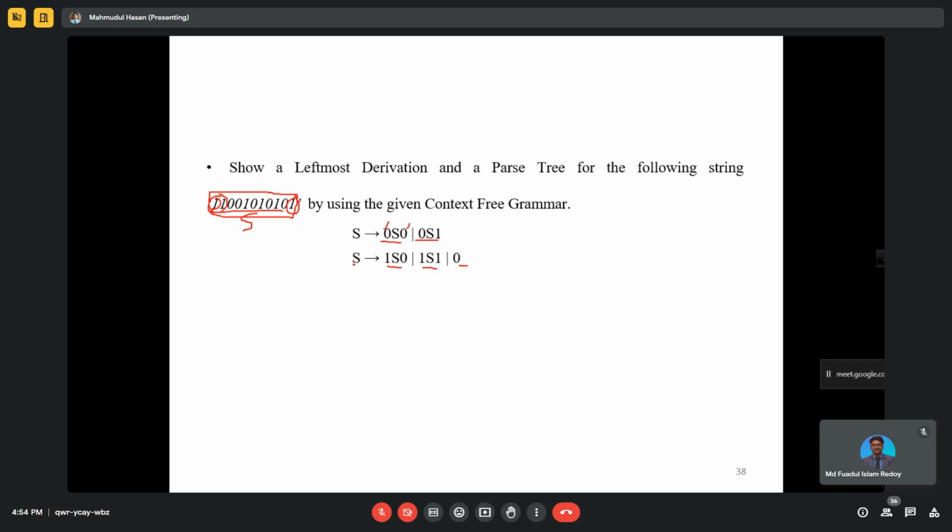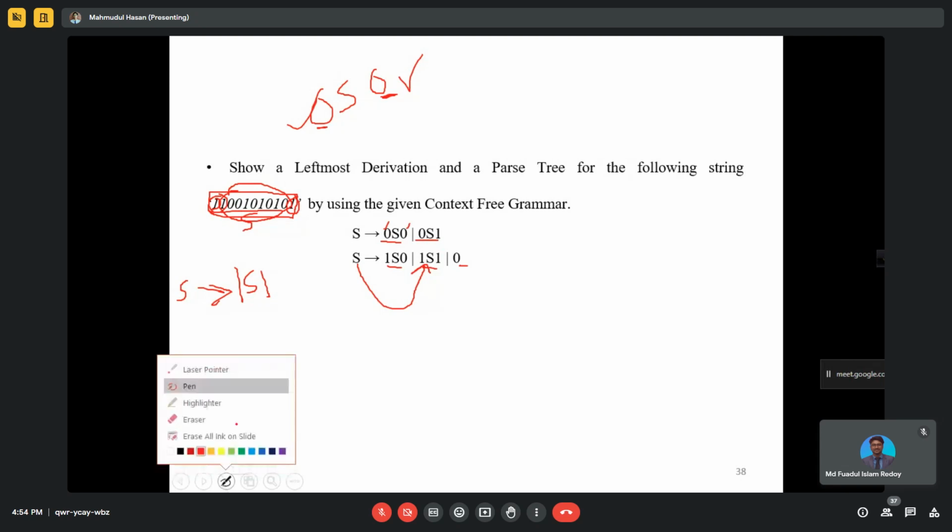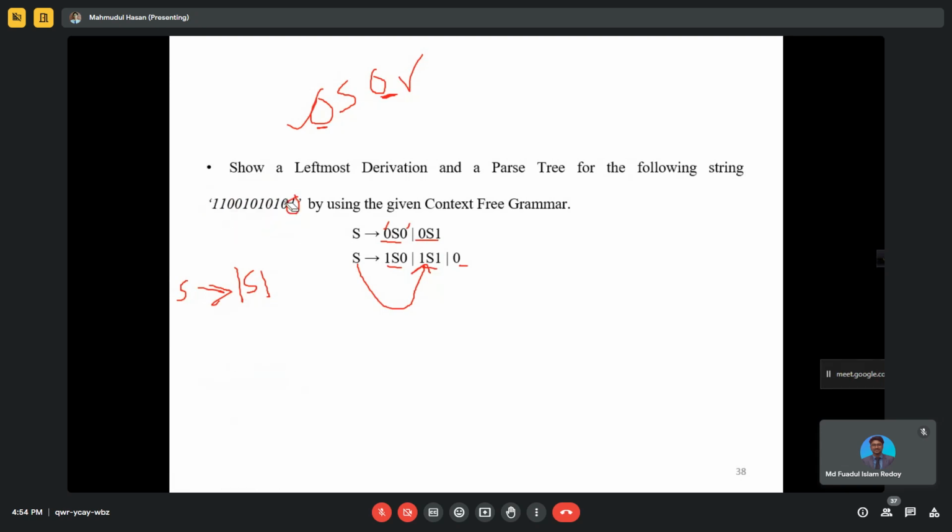At first you need to choose S to 1S1. That means the first one is 1 and the last one is 1. Suppose you choose S to 0S0. So the first one is 0. You are able to change the middle, but that is still wrong because the first one is 0 and the last one is 0, but according to the input, the first one is 1 and the last one is 1. That's why S to 1S1 is the right production rule.